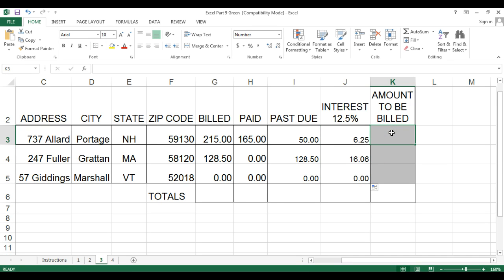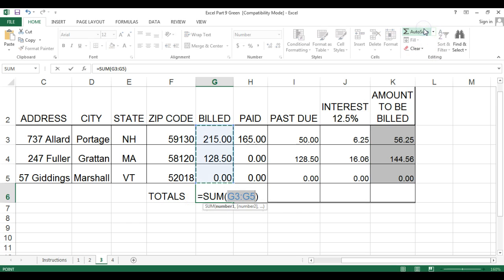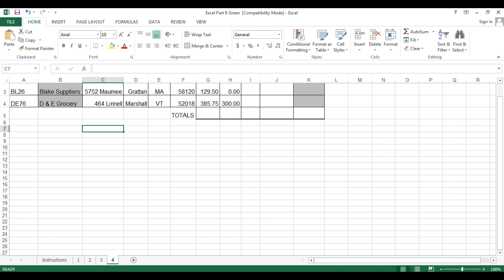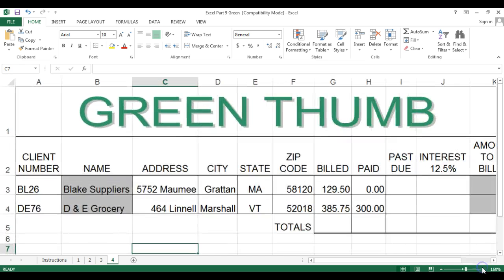Then I'm going to go over to the month to be billed. I'm going to do equal sign. I'm going to take my past due. I'm going to add it with my interest so I know how much I have left to pay the credit card company. Copy that down. All right, go on over to your totals. I'm going to auto sum. Click, click, click. Voila. Click on your answer, and what do you know? You're done. Last one, number 4. Let's see how you do.